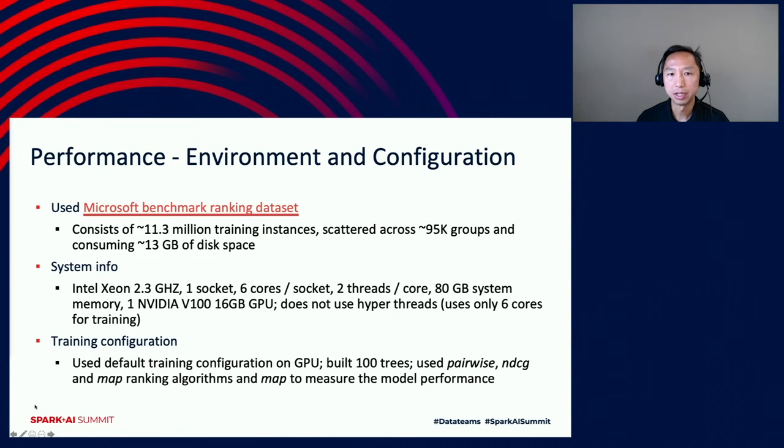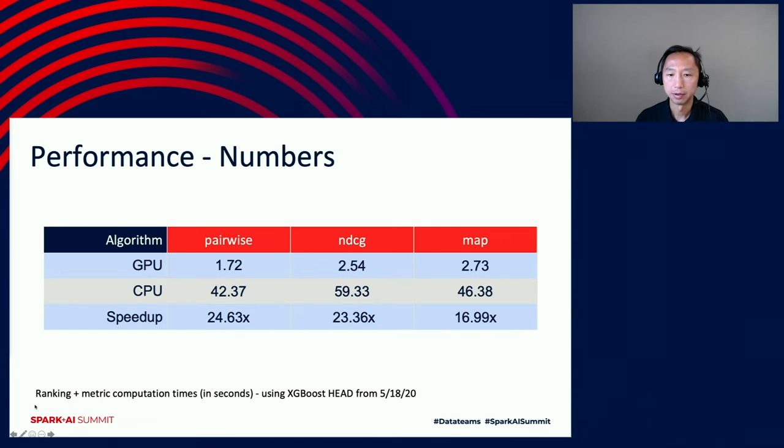For performance evaluation, we use the Microsoft benchmark dataset. I won't go into too much detail here; you can read all the information on the slides. The final results, once we enable everything on the GPU, show that with all three algorithms, the GPU is a lot faster, 10 to 20, even close to 30x, than the equivalent CPU approach.